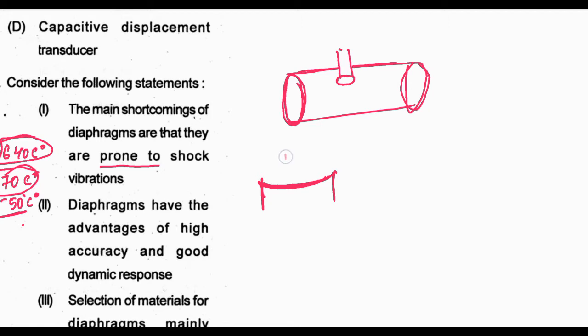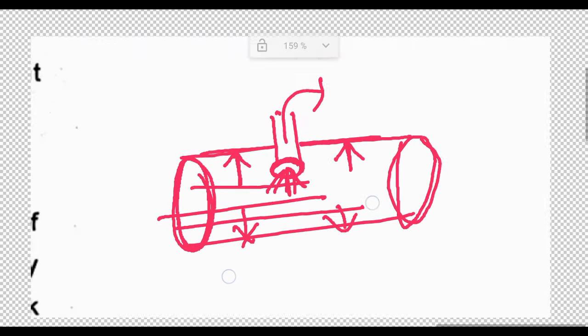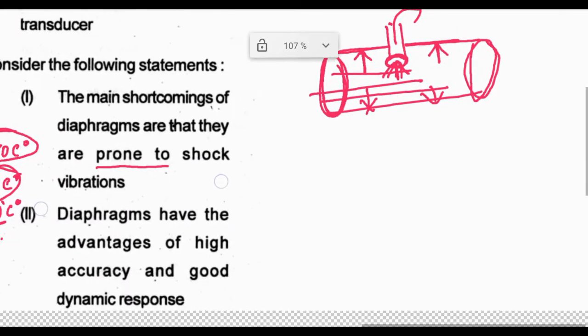When the liquid flows like this, it will exert a pressure on the walls of that pipe, and this also exerts pressure on this diaphragm. This will exert a force on the diaphragm, and the diaphragm will sense the pressure and actuate the digital meter, and it will show the value. So this is the actual mechanism.